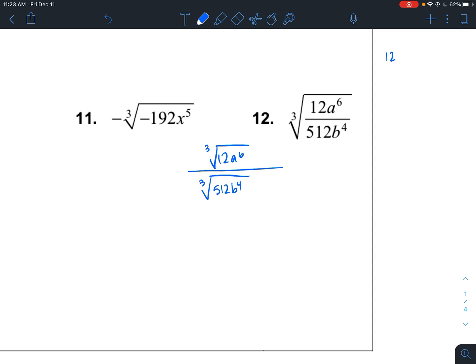So for 12, I'm going to start with the numerator and then go on to the denominator. 12 I can break up to be 2 times 6, and then 6 I can break up to be 2 times 3. Now these are all the prime factors. So here I have the cube root of 2 times 2 times 3 times a squared times a squared times a squared.